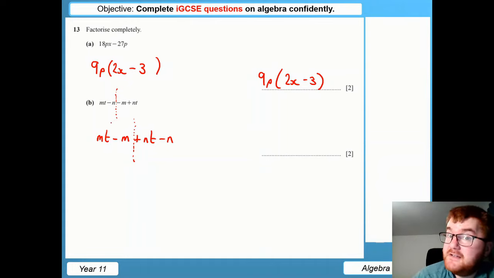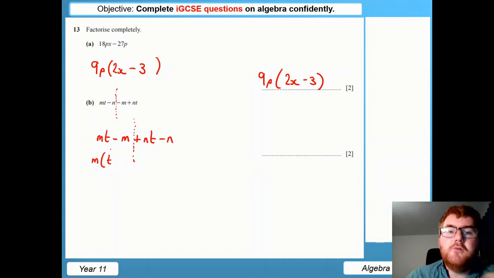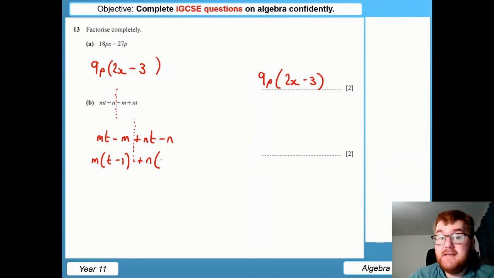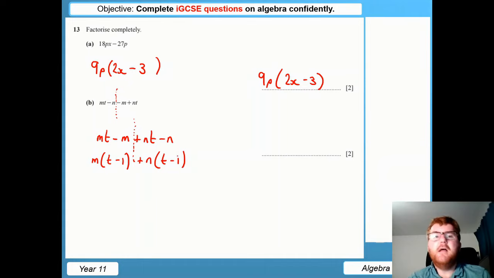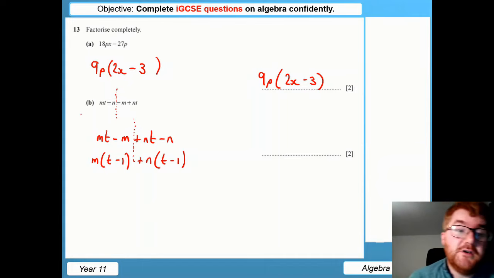So let's look at the left-hand side. They both have an m in common. And what do we multiply m by to get mt? Well, just t. What do you multiply m by to get minus m? Minus 1. And we get exactly the same on the other side. So have an n as a common factor. What do we multiply n by to get nt? Well, t. What do you multiply n by to get minus n? Well, minus 1. Notice by moving around the terms, which is quite sneaky here, we actually get that form that we're quite used to from previous questions.